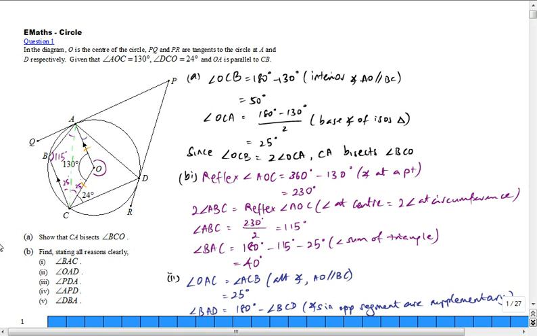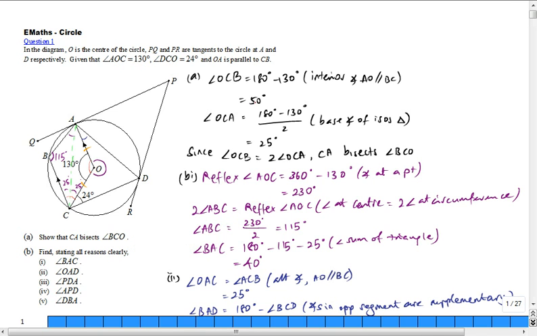Okay, so let's look at the first step. We can find out what is angle OCB. It is actually 180 degrees minus 130 degrees because of interior angles. This angle over here and this angle, they add up to be 180 degrees. Okay, so OCB is 50 degrees. What else?